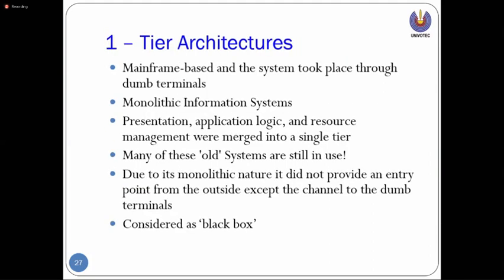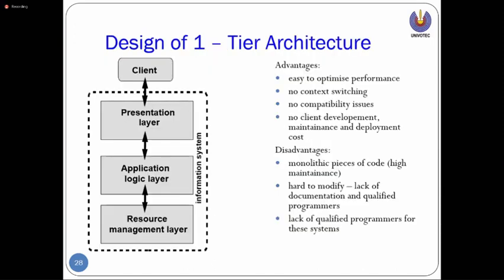Now the first tier architecture. It is mainframe-based, and the system works through a dumb terminal. Your user has a dumb terminal. It is a monolithic information system: presentation, application logic, and resource management were merged into a single tier. Many of these old systems are still in use also. Due to its monolithic nature, it does not provide any entry point from the outside except the channel to the dumb terminal. Consider it a black box. This is the one-tier architecture.